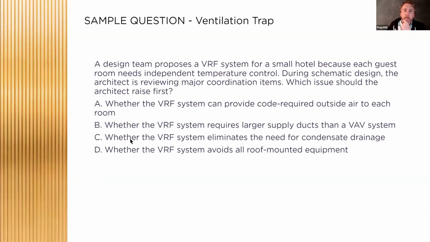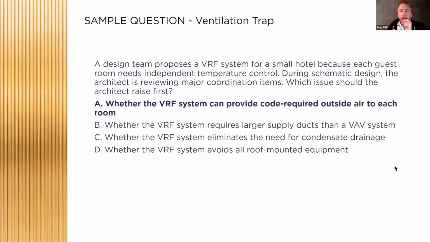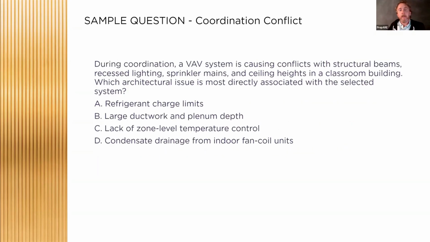And we know for a fact that VRF doesn't eliminate the need for condensate. So A is definitely the more operable one. That's an angle the question might take. You may need to coordinate. Either you'll be given plans that you'll have to look through and see if there are any clashes.